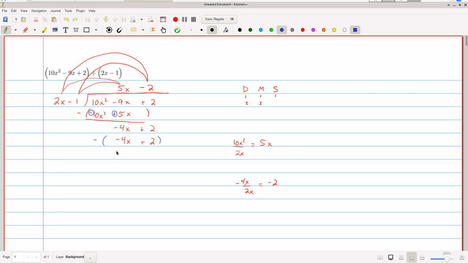So when we distribute this minus sign through, it'll change our signs. And if we combine like terms, we see that everything cancels, we get a remainder of 0. That tells us that the answer to this division problem is just 5x minus 2.